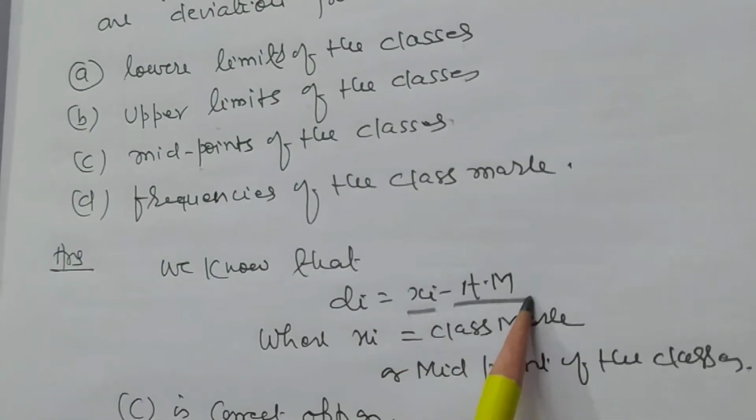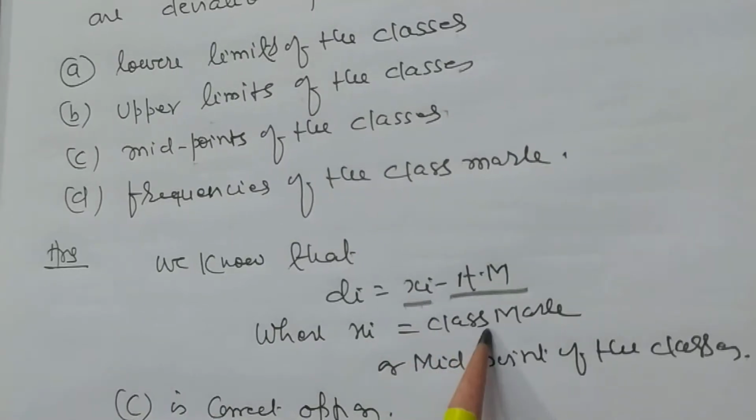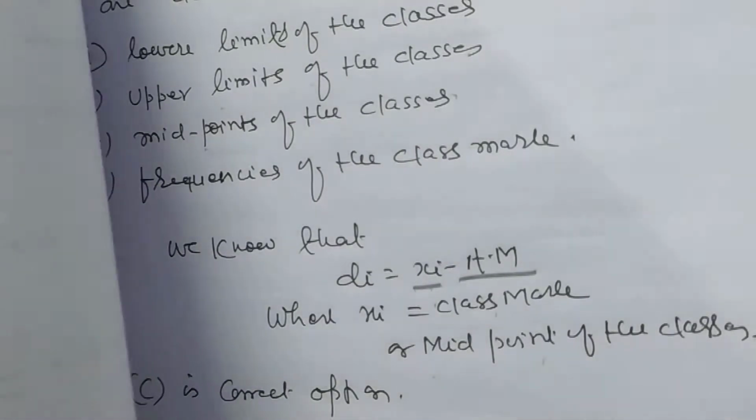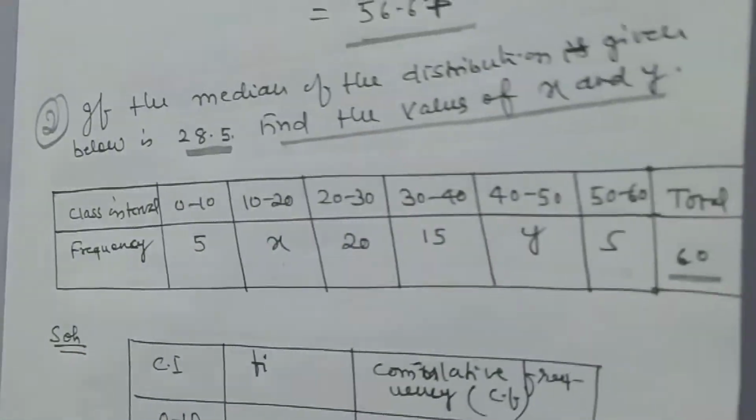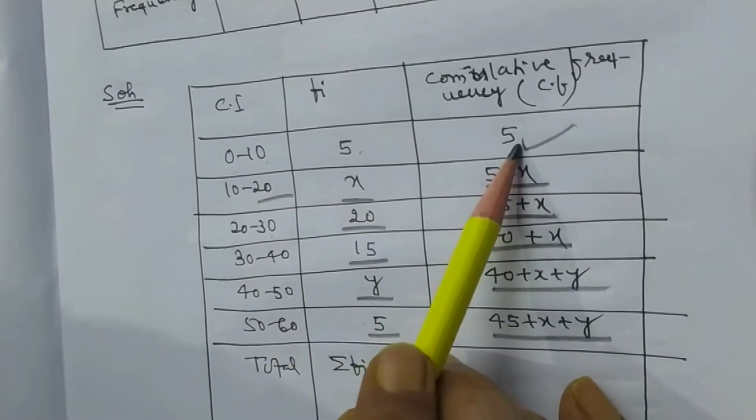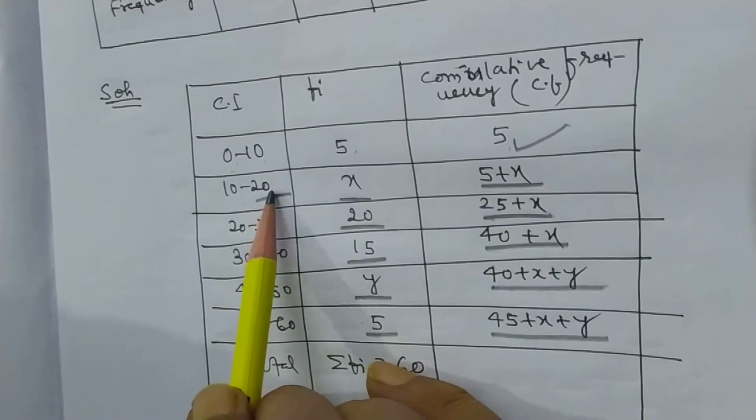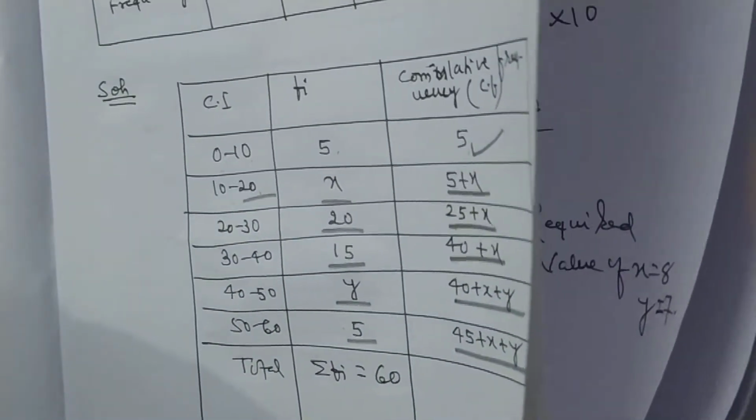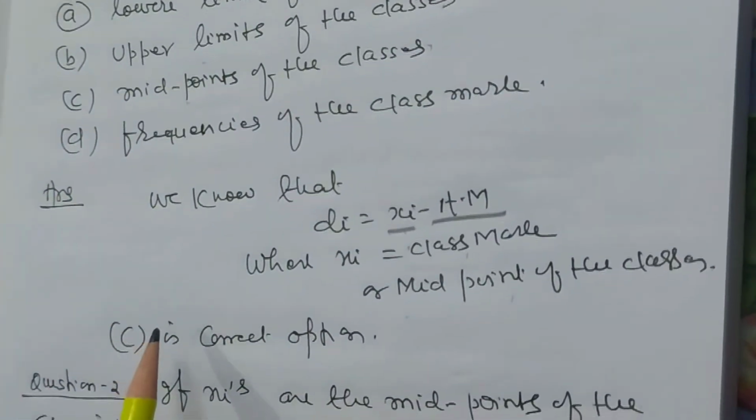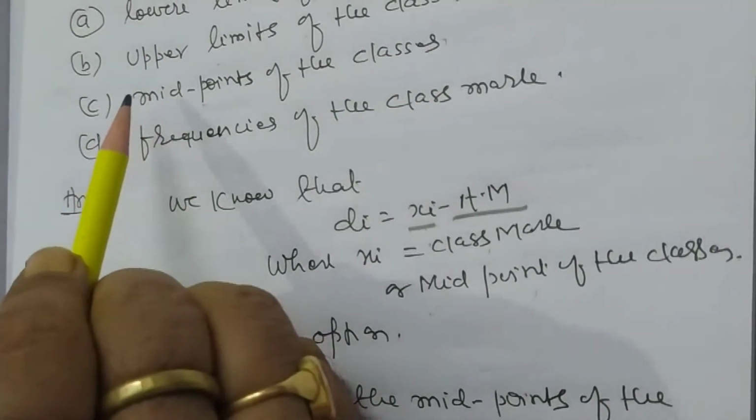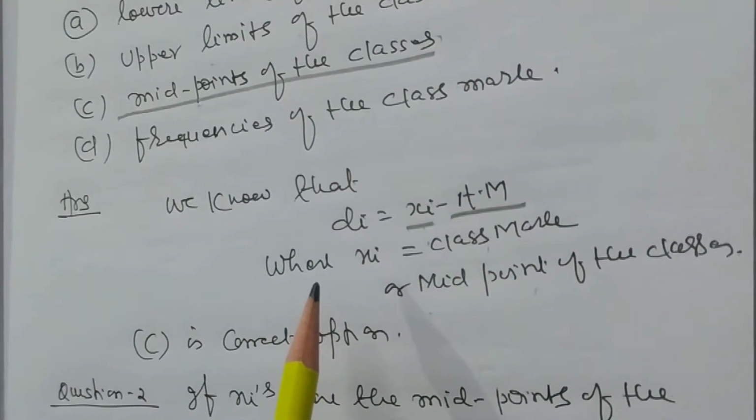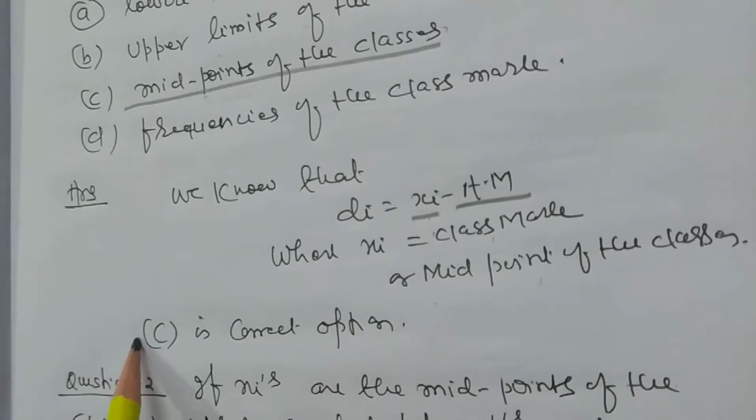Di is equal to xi minus arithmetic mean. Xi is what? Class mark or midpoint of the class. Here you see xi of 0 to 10 is 5. This xi is 10 plus 20, 30 divided by 2, 15. So here option will be C, midpoint of the class. Di is the deviation from what? Class mark. It is also known as midpoint. So, option C is correct.